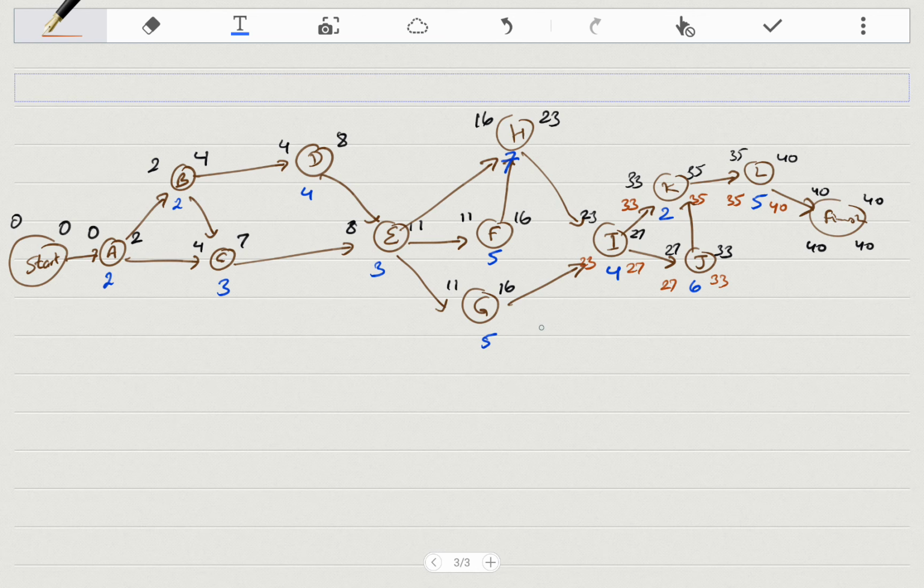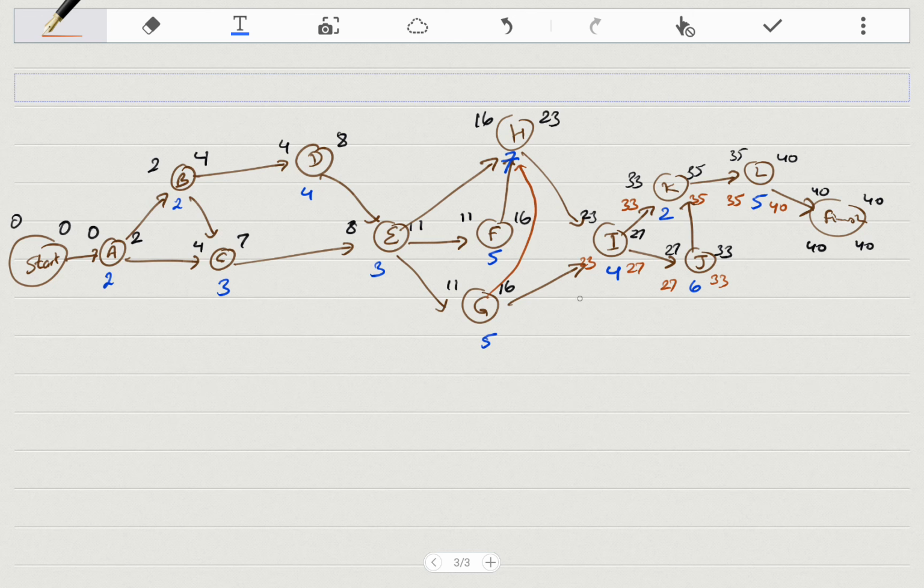G has, no, we forgot to make a line here, didn't we? We forgot to make this line here, G going to H. Okay, would that have hurt us? Would that have made a difference in our forward pass? No, because 16 and 16. I apologize for that. All right, so G has two predecessors, H and I.